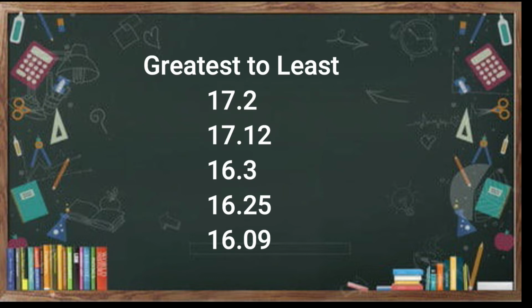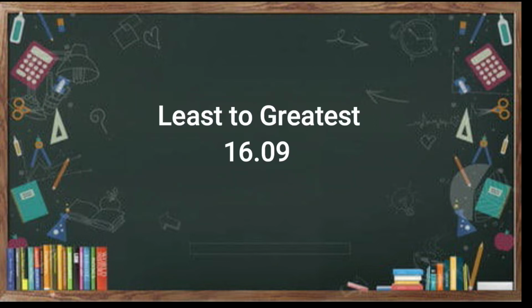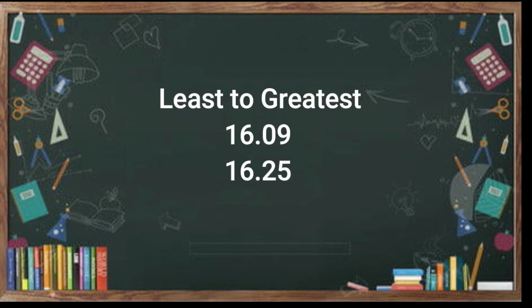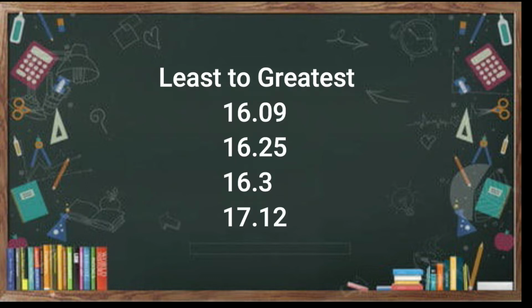Now, let us arrange it from least to greatest. We just have to put it in reverse order. So, from least to greatest, we have first 16 and 9/100. Next is 16 and 25/100. Third is 16 and 3/10. Fourth is 17 and 12/100. And last is 17 and 2/10.